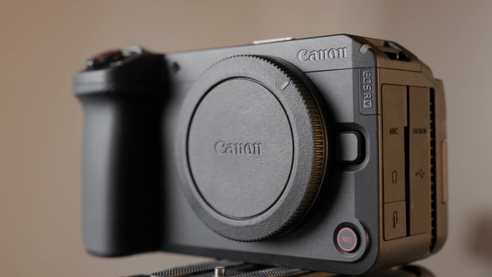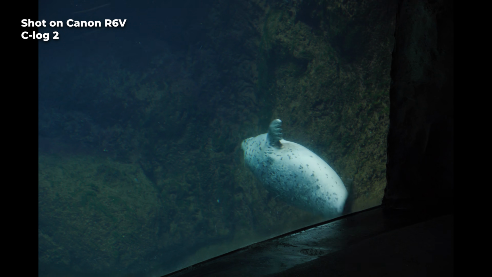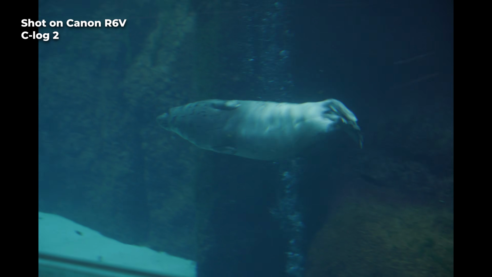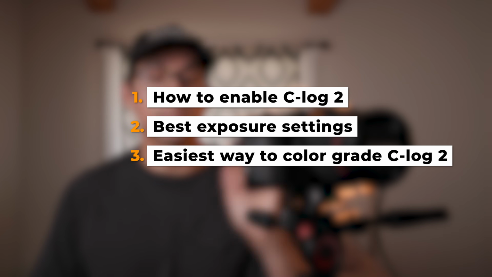If you want to know how to set up C-Log 2 on the Canon R6V, this video is for you. C-Log 2 is Canon's best log profile, providing the most dynamic range, 16 plus stops, and the most flexibility to color grade. So I'll show you how to enable C-Log 2, the best exposure settings, and the easiest and quickest way to color grade it in post-production. Let's get right into it.